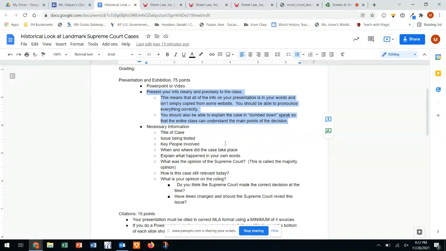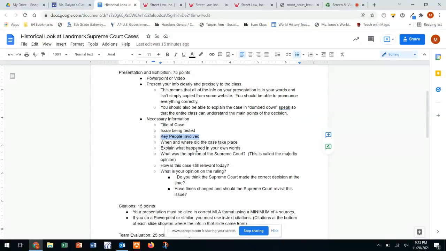So, like I said, you're going to explain what happened. As I said, the issue being tested. So, what's the main issue of the case? Why did it go to the Supreme Court? Key people involved. I don't want the Supreme Court judges here. I want who the people in the case were. So, if the case is Brown versus Board of Education, you're going to tell me that was Linda Brown and the Board of Education of Topeka, Kansas. So, those were the people when I asked that.